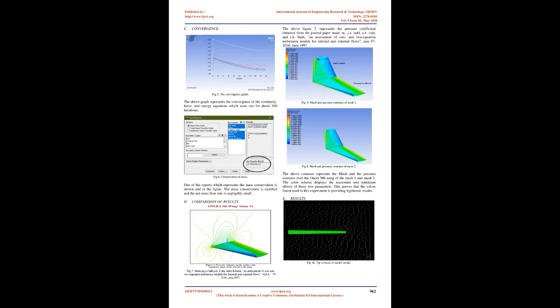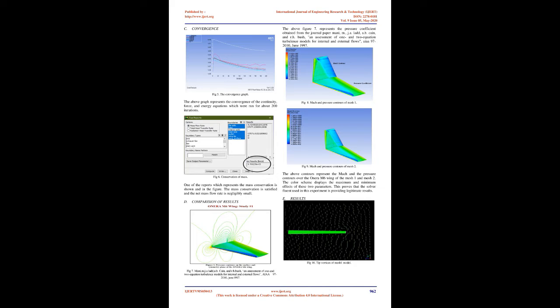For the easy conversion of the differential equations to the algebraic equations, a coupled scheme, second-order spatial discretization, and pseudo-transient simulation are chosen. See convergence. Fig. 5. The convergence graph. The above graph represents the convergence of the continuity, force, and energy equations, which were run for about 200 iterations. Fig. 6. Conservation of mass. One of the reports which represents the mass conservation is shown in the figure. The mass conservation is satisfied and the net mass flow rate is negligibly small.